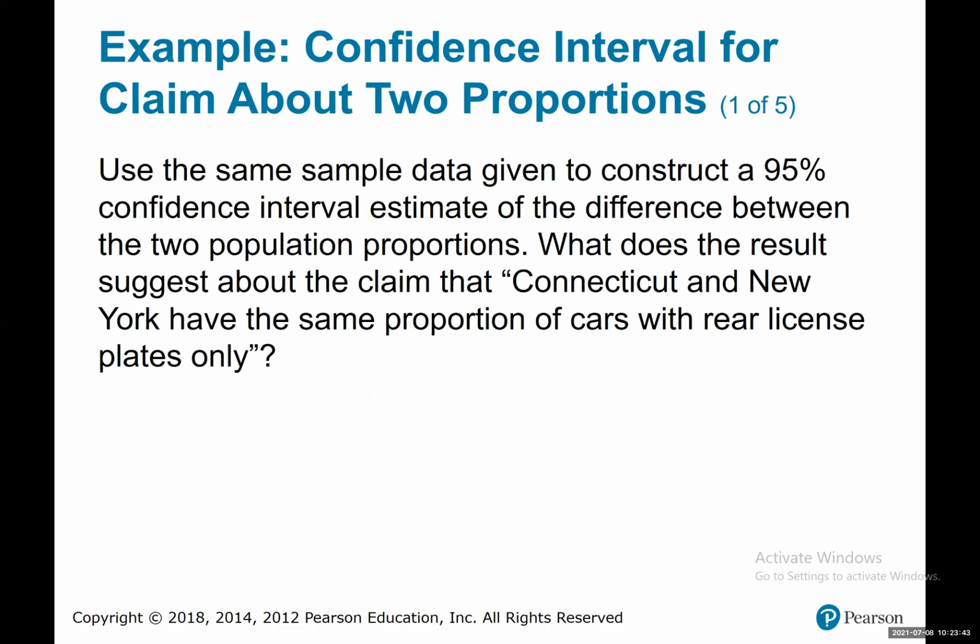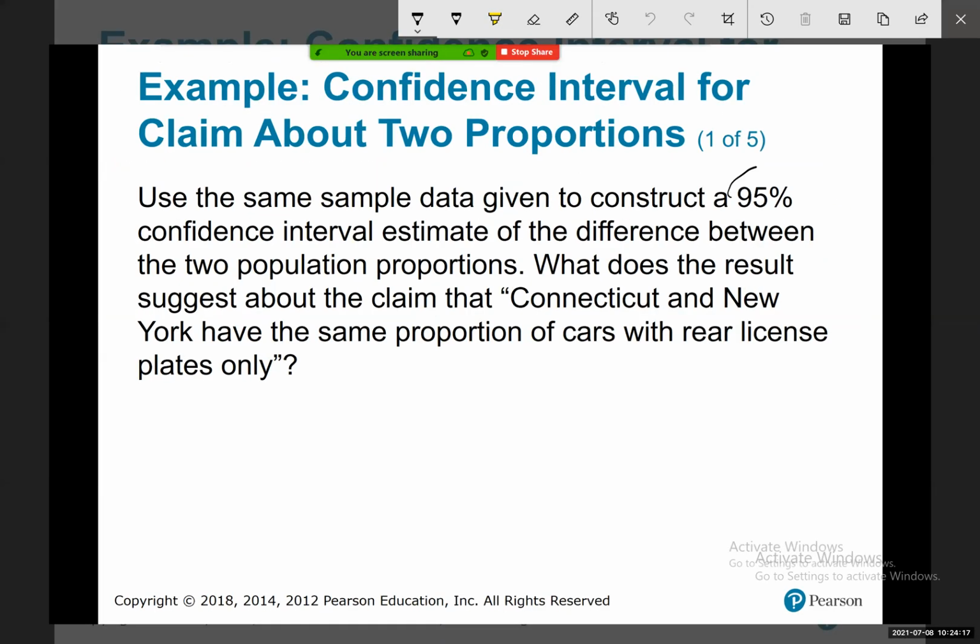Okay. So let's do another example. Now it says use the same sample data given to construct a 95% confidence interval estimate of the difference between the two population proportions. What does that result suggest about the claim that Connecticut and New York have the same proportion of cars with illegal license plates only? So now you want to construct a confidence interval. So 95% confidence interval.